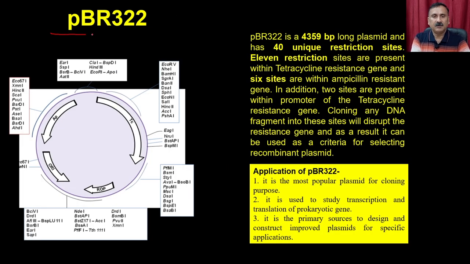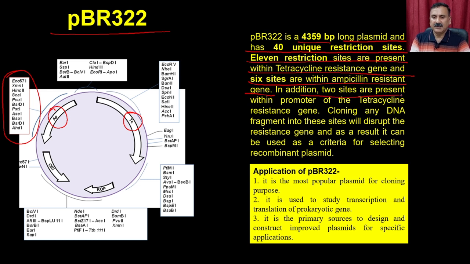So pBR322 is a 4359 base pair long plasmid, and it has 40 unique restriction sites. 11 restriction sites are present within the tetracycline resistance gene, and 6 sites are present within the ampicillin resistance gene. So it actually has two antibiotic resistance genes, the tetracycline resistance gene as well as the ampicillin resistance gene. And both of these antibiotic resistance genes have multiple cloning sites.